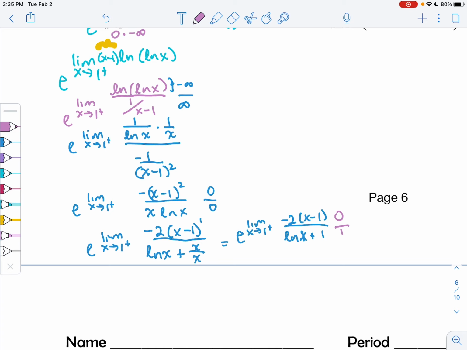And then finally, adding in the e to the 0 gives me that the limit is all equal to 1.